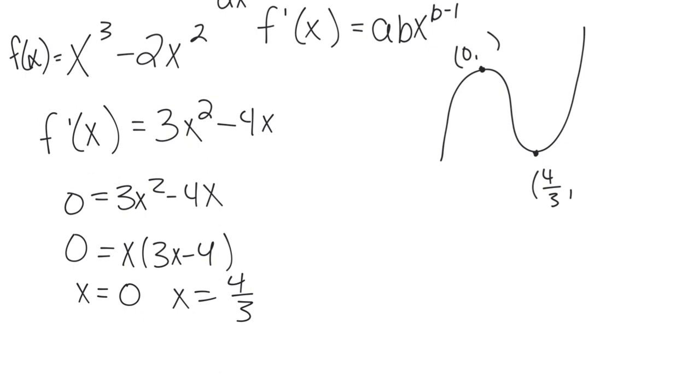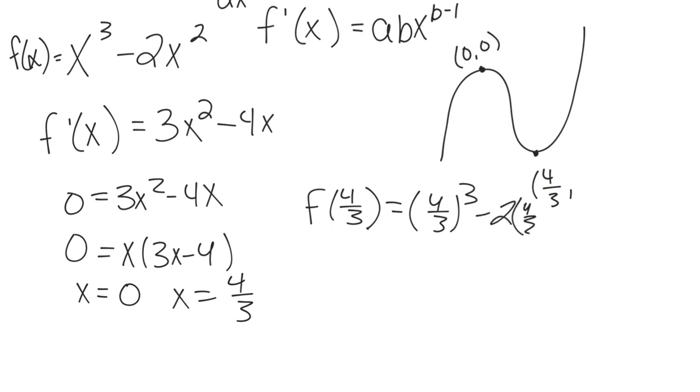Plug them in. If I plug in 0, I get 0. So this is the y-intercept right here. Great. You plug in 4/3. 4/3 squared is something I don't know. So you're going up here. So it's going to be what? 4/3 cubed minus 2 times 4/3 squared. There you go. Do some work.